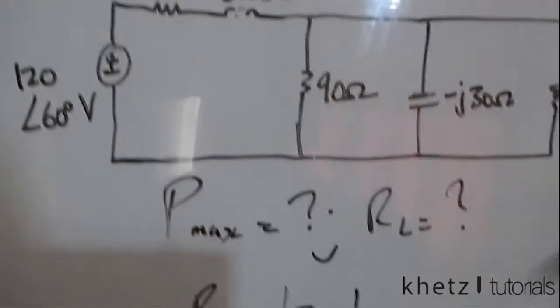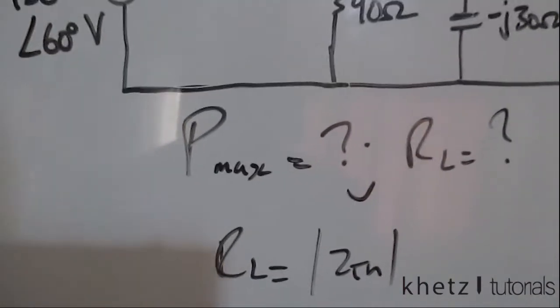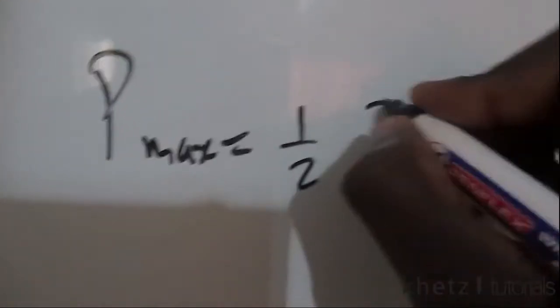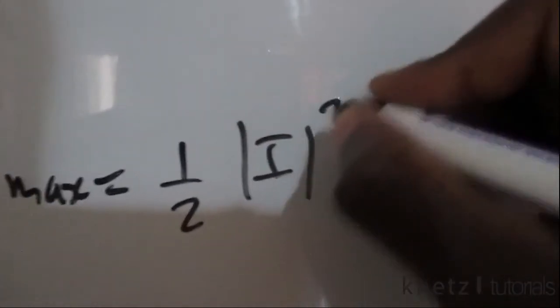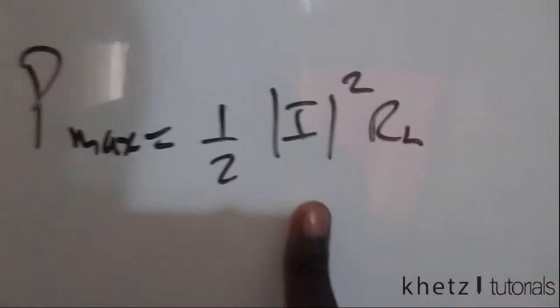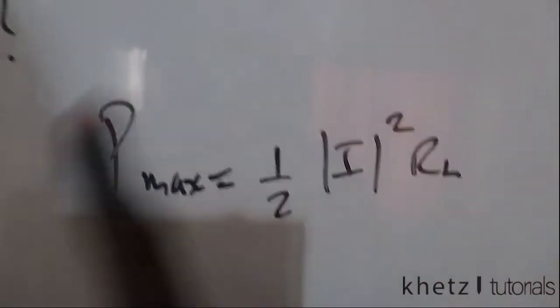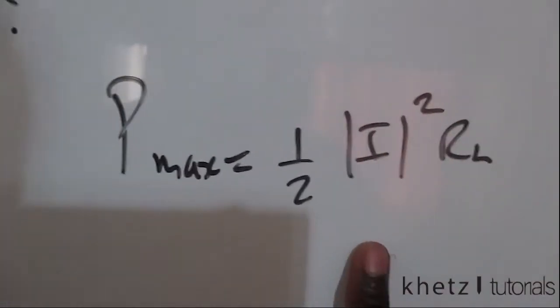So now we have to find the value of the maximum average power. To do so, we're going to use this formula, which says half the magnitude of I squared multiplied by the value of RL. So we're going to find the maximum power absorbed by this RL using this formula. To do this, we first have to find VTH.